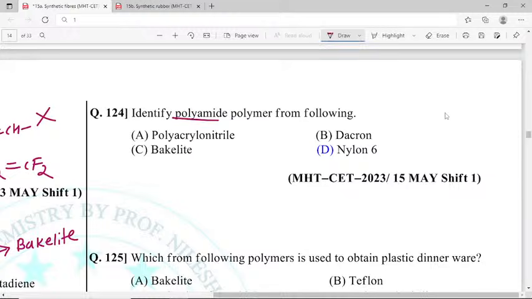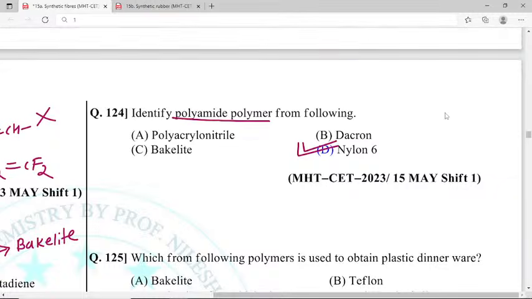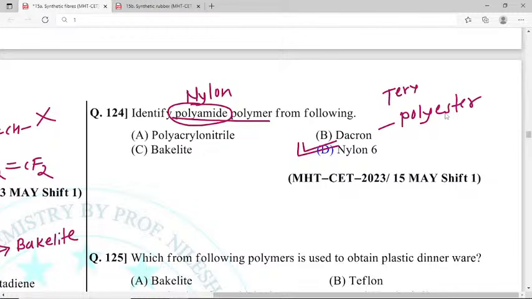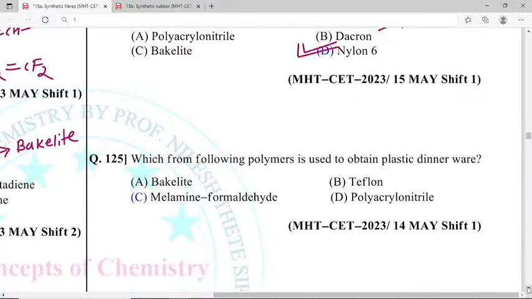Identify the polyamide polymer from the following. Nylon 6 is the example of a polyamide polymer. Nylon stands for polyamide. Whenever there is a polyamide, it is called nylon. Dacron is a polyester. Dacron stands for Terylene. Terylene stands for Dacron. Dacron and Terylene are both the same.